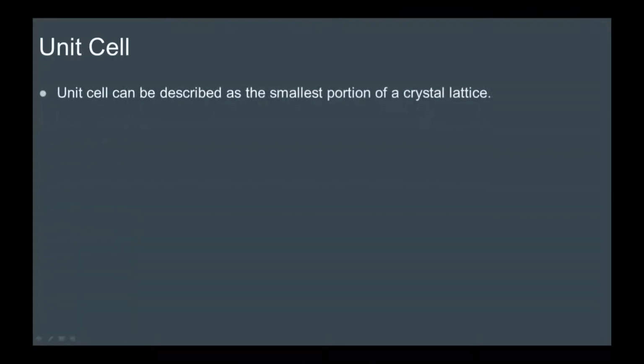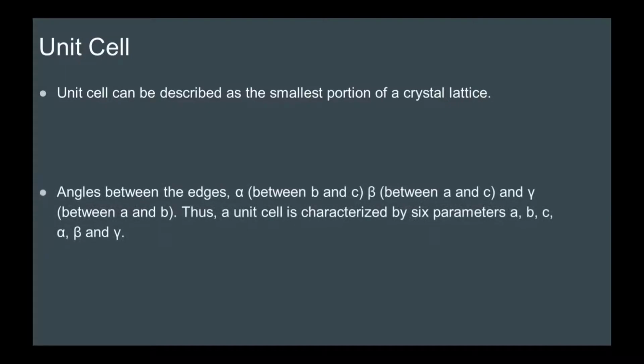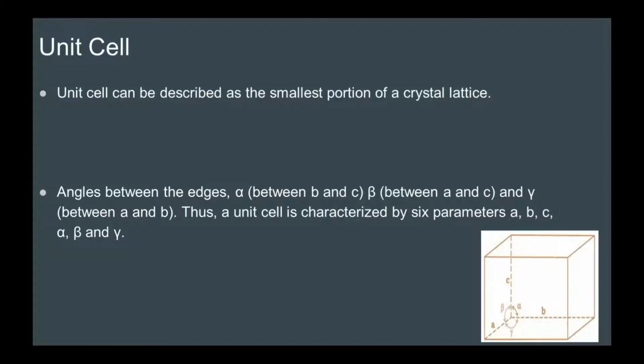Unit cell. A unit cell can be described as the smallest portion of a crystal lattice. Angles between the edges: alpha, between B and C; beta, between A and C; and gamma, between A and B. Thus, a unit cell is characterized by 6 parameters: A, B, C, alpha, beta and gamma.